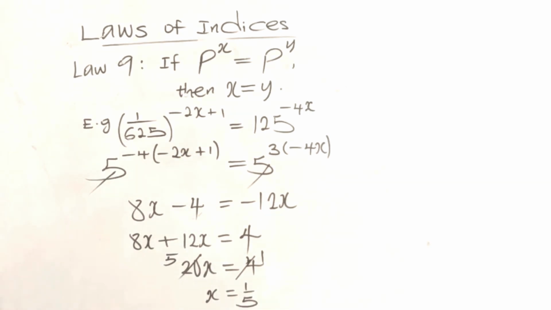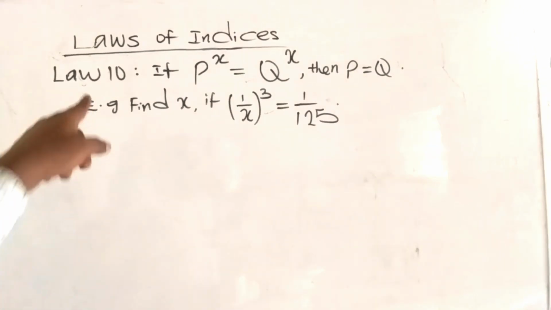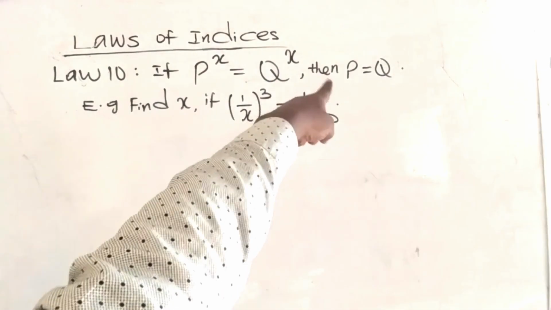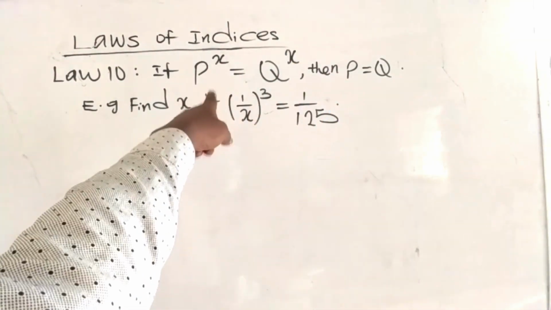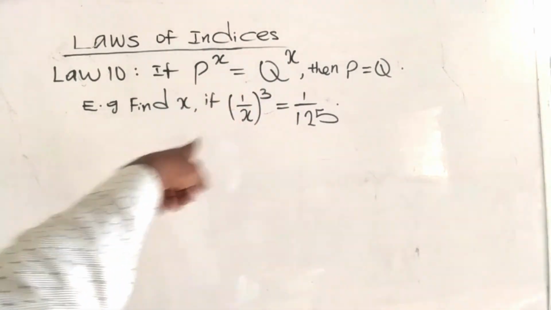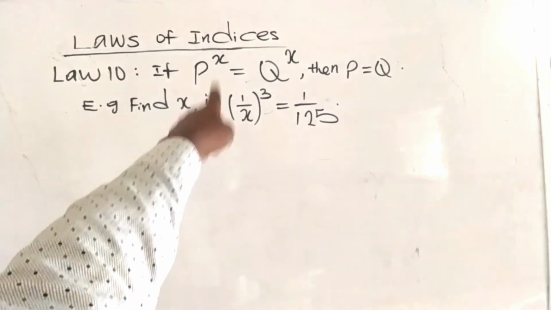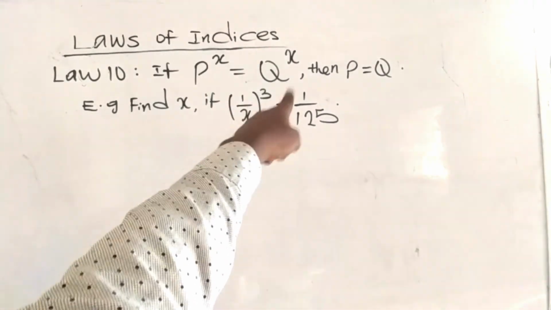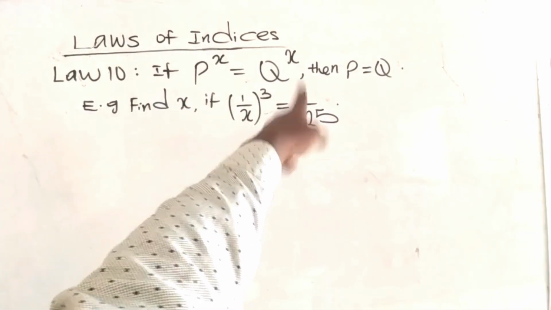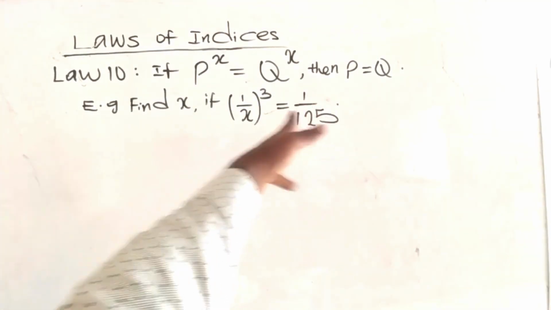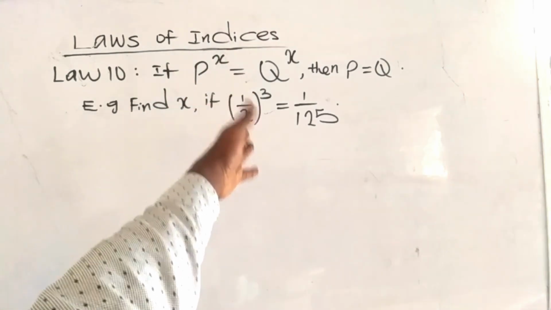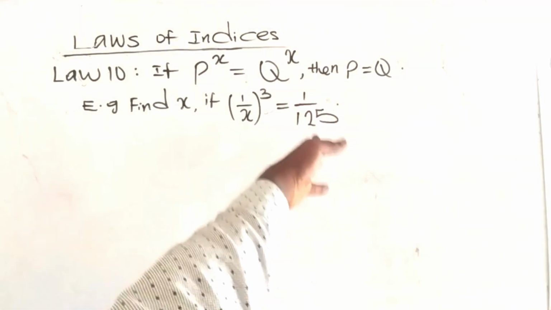Let's go to the next law, which is law 10. Law 10. If p raised to power x equals q raised to power x, then p equals q. The rule with this law is that we should ignore the powers and then equate the base. For example, find x if 1 over x raised to power 3 equals 1 over 125. The next thing you should do is change 1 over 125 to index form, which is 1 over 5 all raised to power 3. So we're having on the left side of the equation 1 over x all raised to power 3, and on the right side of the equation 1 over 5 all raised to power 3.